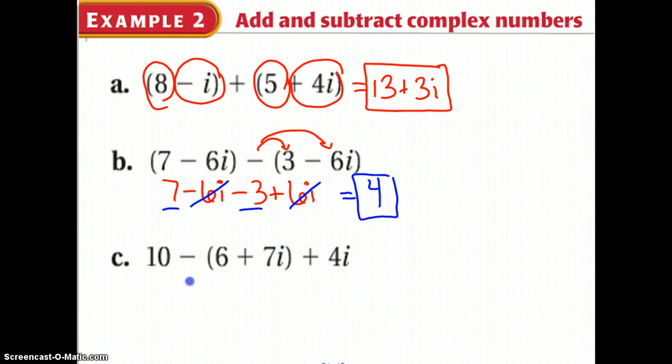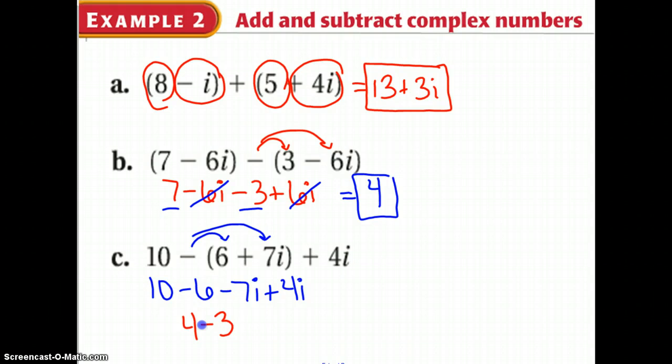All right, go ahead and try C. I'll give you a couple seconds to get that started. Okay, so after you distribute that negative, we get 10 minus 6 minus 7i. Again, don't forget to drop the parentheses, and then bring down the plus 4i. Combine like terms, and you get 4 minus 3i. Good. All right, so that was adding and subtracting.